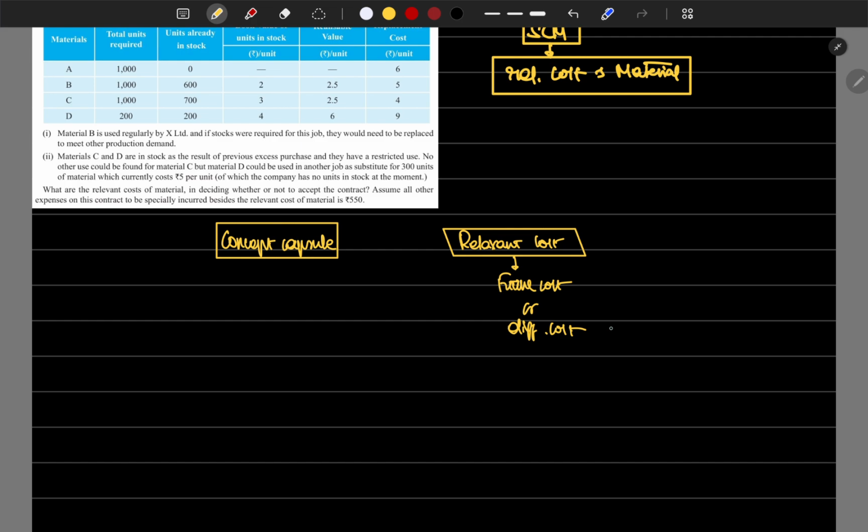What does it mean by differential cost? If we are regularly using a machine in our factory that costs around 1,000 rupees per month, and because of undertaking a new project the machine running cost increases to 1,500, then the increase of 500 is our relevant cost. So this is the meaning of differential costing.